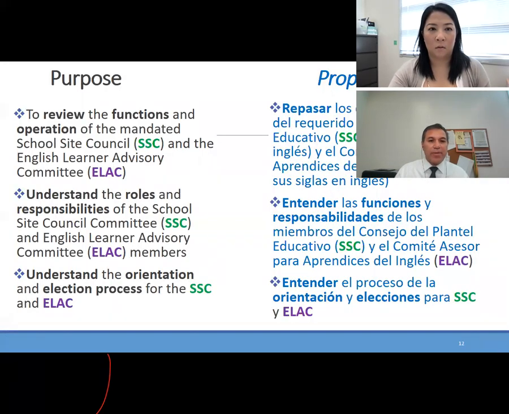So to begin with, what is the purpose of our councils? Both councils have a purpose. We're going to be talking about the purpose of both councils. We're going to make sure that everyone understands what are the roles and responsibilities of each council. And we're going to talk about the orientation, which we're doing now, and very importantly, the election process for both councils.